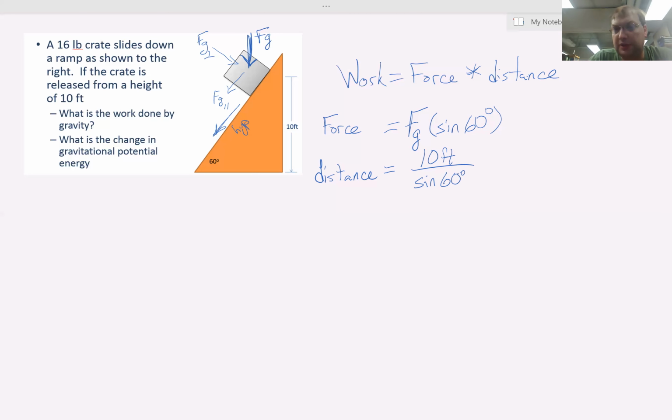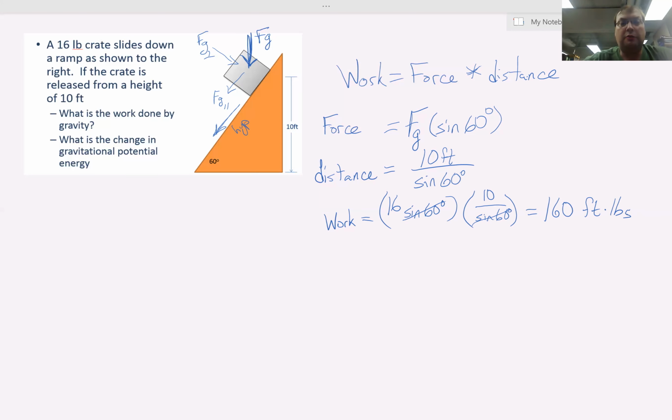If we take all of this and combine that, we find that work is equal to the force of gravity, which is our 16 pounds, multiplied by the sine of 60 degrees. That is our force term, and we're multiplying that by our distance term, which is our 10 feet divided by the sine of 60 degrees. Now, lo and behold, the sines of 60 degrees cancel out. We find that the work done is 160 foot-pounds. So this is our first discussion: what is the work done by gravity?